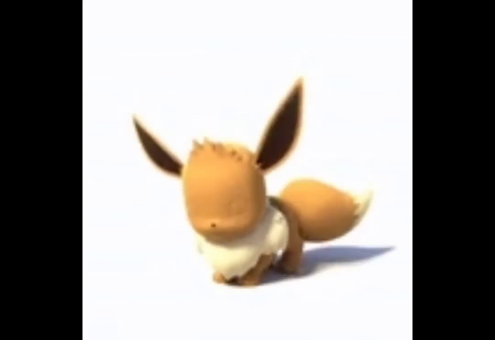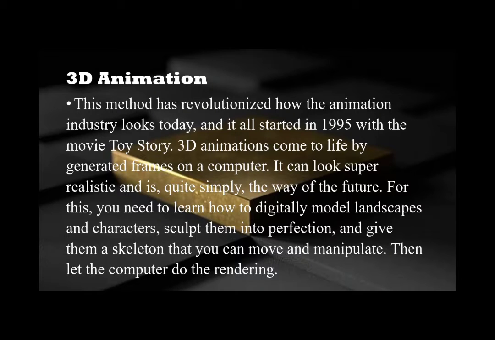So for the next type of animation, we have the 3D animation. This method revolutionized how the animation industry looks today, and it all started in 1995 with the movie Toy Story. 3D animations come to life by frames generated on a computer. It can look super realistic and is quite simply the way of the future.